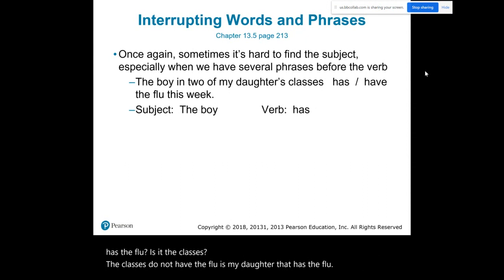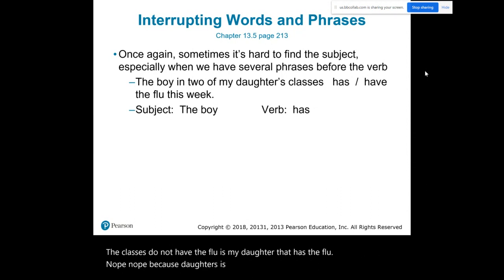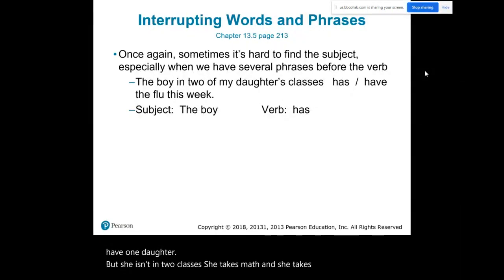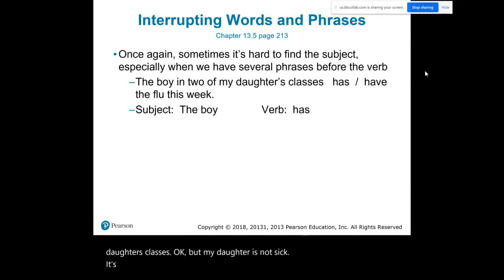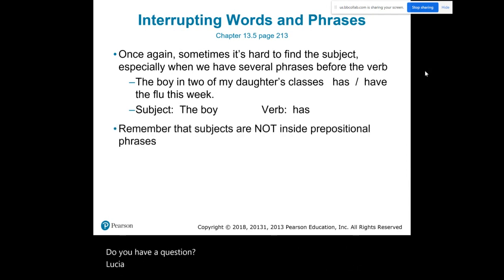No, because daughter's is a possessive word. You see the apostrophe S. I have one daughter, but she is in 2 classes. She takes math and she takes English. So it's my daughter's classes, okay? But my daughter is not sick. It's the boy. So who has the flu? The boy. So the boy is the subject. Kind of confusing, right? Do you have a question, Lucia? No, teacher, now it's clear.